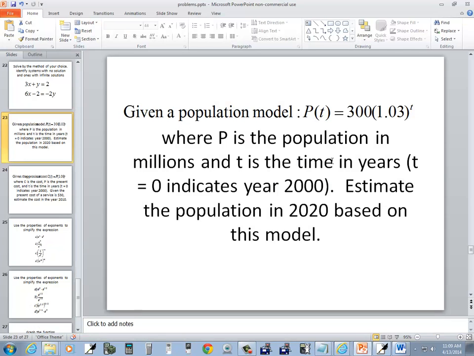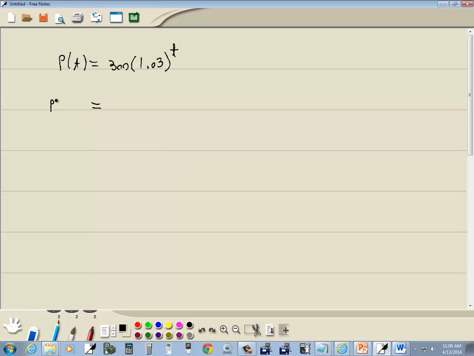Well, the starting year is 2000, and we want 2020, so 20 years have passed. So t is 20. So we're trying to find P of 20. So we're going to have 300 times 1.03 to the 20th power.